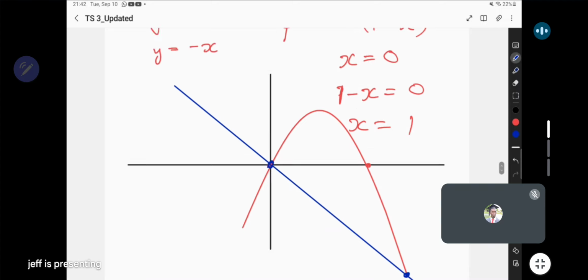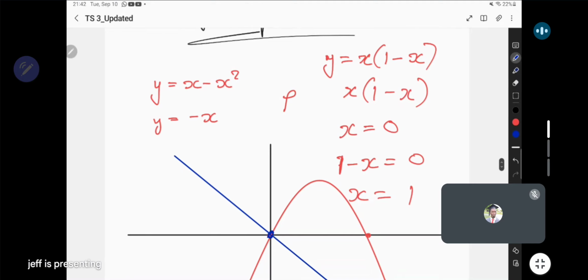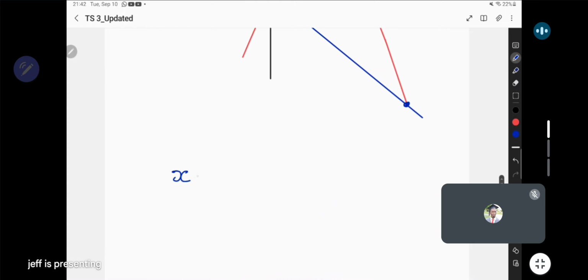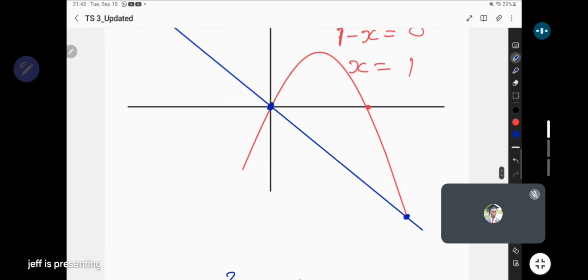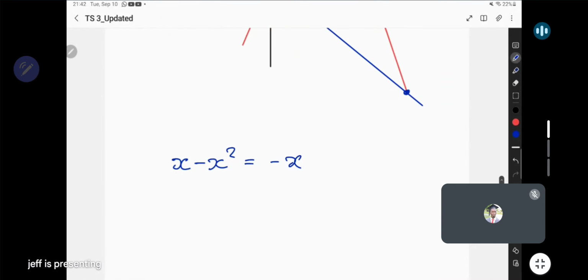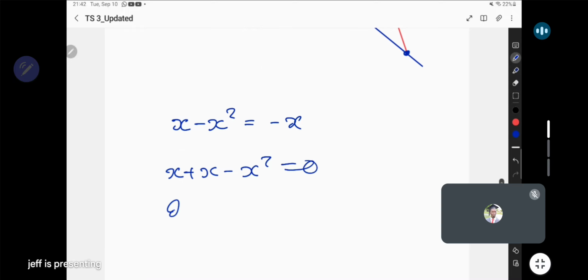So how do I find the points where they meet? Of course, the first one is easy, at x equals 0 at that point. But to find them, since this is y, just equate them. At what points are they equal? So at what point is x minus x squared equal to minus x? This is what we're trying to work out. So here, of course, x goes to the left. You're going to have x plus x minus x squared equals 0. Now you have 2x minus x squared equals 0.